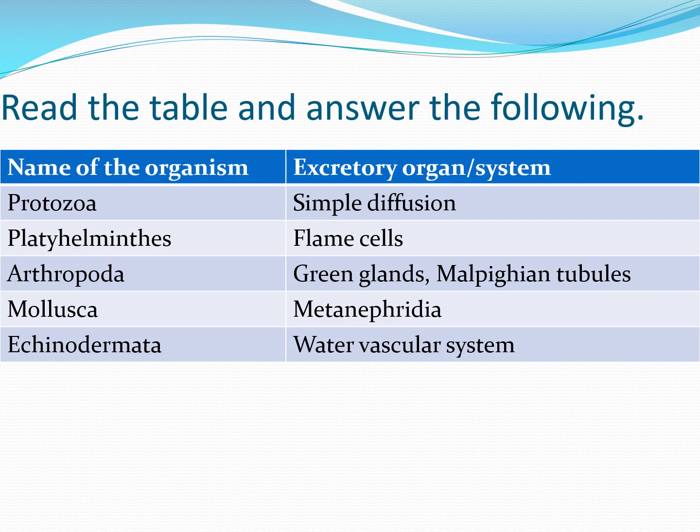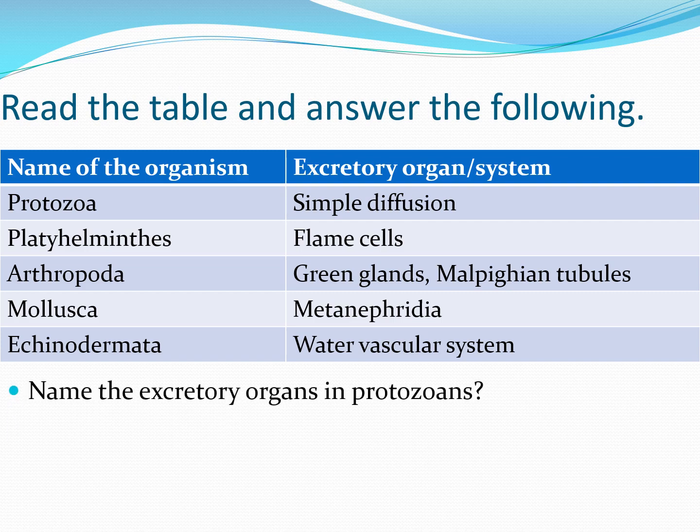Echinodermata, they do not possess a proper excretory organ, but they excrete through water vascular system, where they possess tube feet. Through that tube feet they used to eliminate the wastes. So let us see the questions. First question, name the excretory organs in protozoans. Actually, no special excretory organs are there in protozoans, but they excrete by a simple process called simple diffusion.